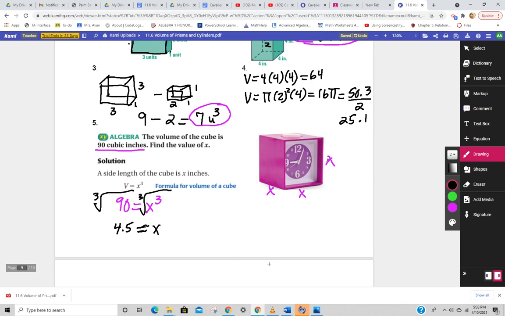All right, and this concludes 11.6 on the volume of cylinders and prisms.